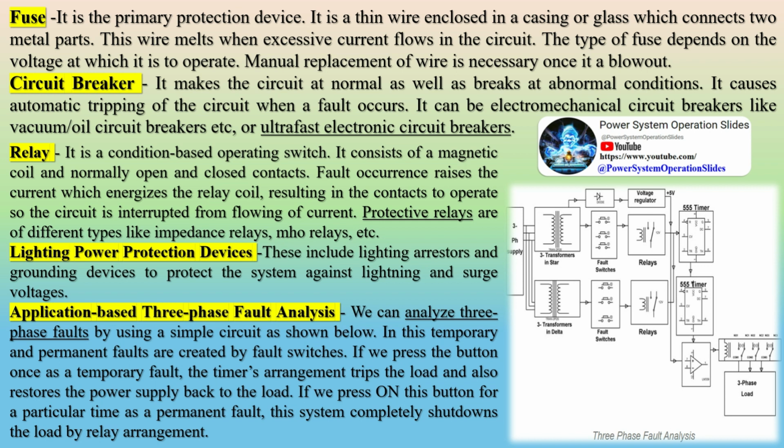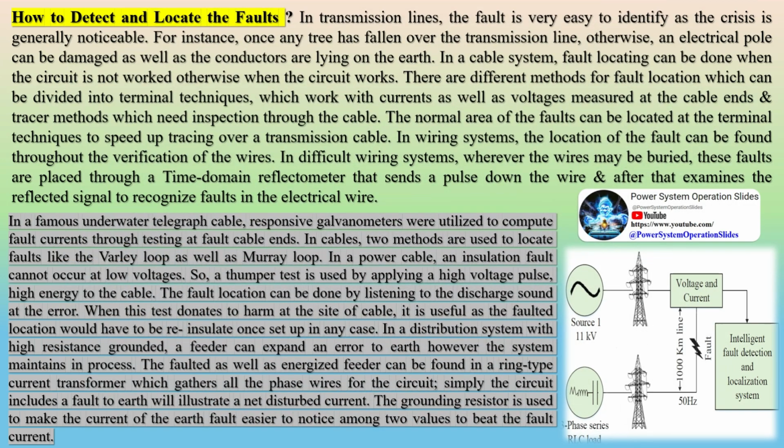Application-based three-phase fault analysis. We can analyze three-phase faults by using a simple circuit as shown below. In this, temporary and permanent faults are created by fault switches. If we press the button once as a temporary fault, the timer's arrangement trips the load and also restores the power supply back to the load. If we press this button for a particular time as a permanent fault, this system completely shuts down the load by relay arrangement. How to detect and locate the faults.